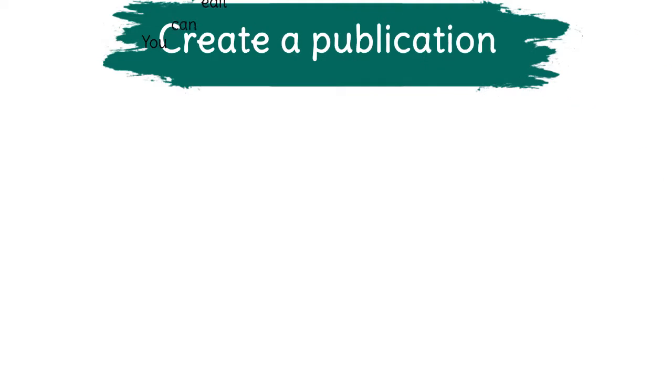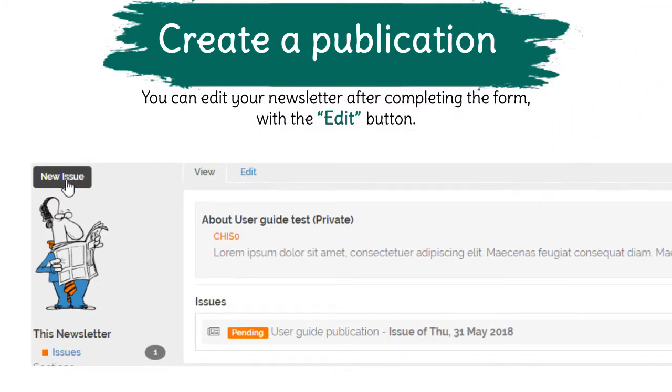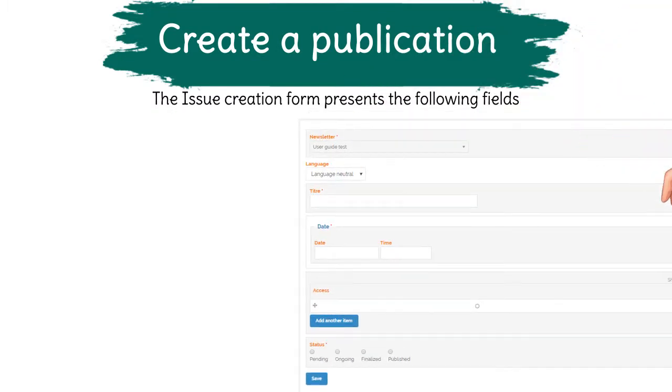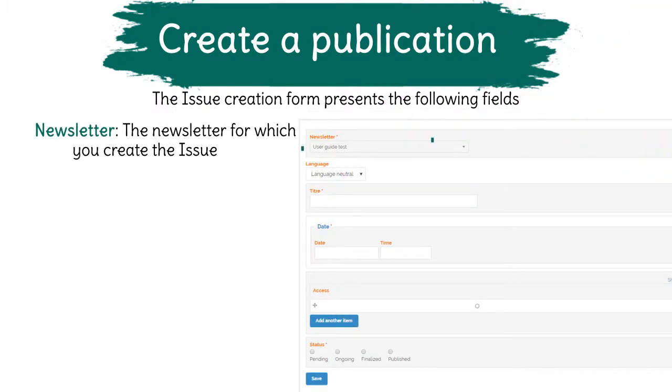Create a publication. You can edit your newsletter after completing the form with the edit button. To create an issue, click the New Issue button. The newsletter creation form presents the following fields. Newsletter, the newsletter for which you create the issue.